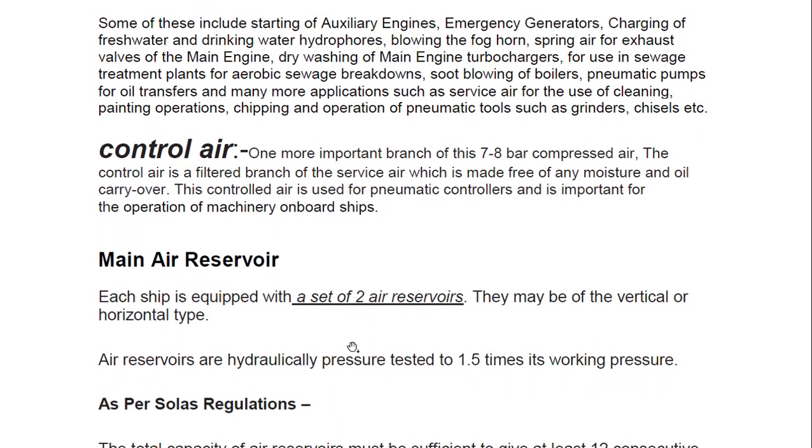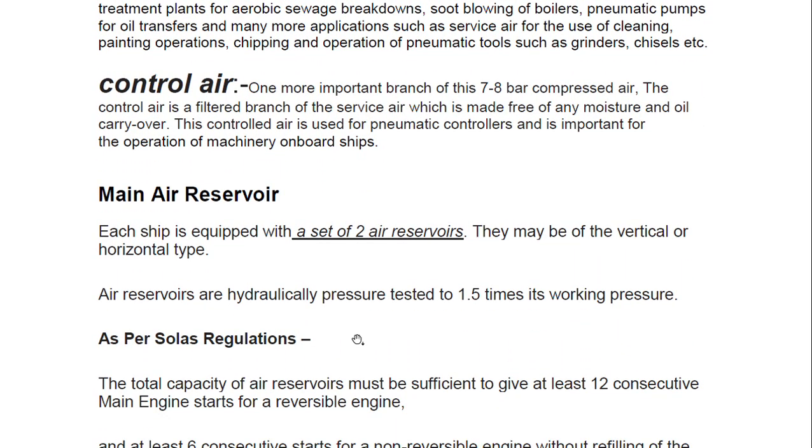When we talk about the main air reservoir, each ship is equipped with two sets of reservoirs. They may be of vertical or horizontal type, so either case may be. Air reservoirs are hydraulically pressure tested at 1.5 times their working pressure.